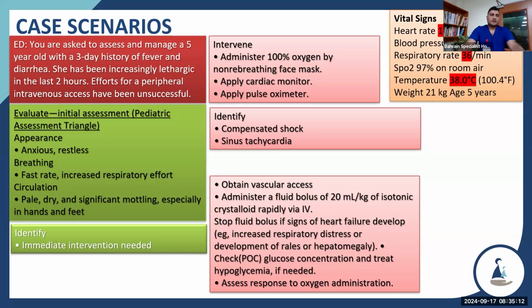You will have increased respiratory distress or development of rales. Check point of care glucose concentration, treat hypoglycemia if needed. Assess response to oxygen administration. So after that, we assess what it is. Based on the history that she has had diarrhea and fever for the past 3 days, plus she is lethargic now, and based on the tachycardia, we think she is in compensated shock.